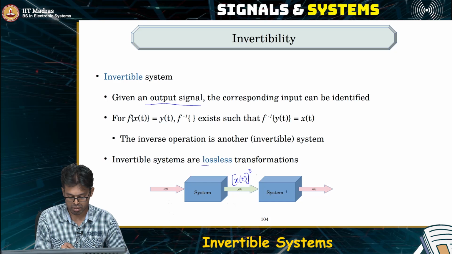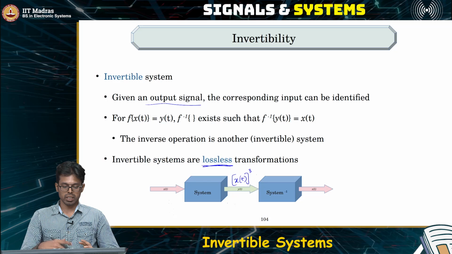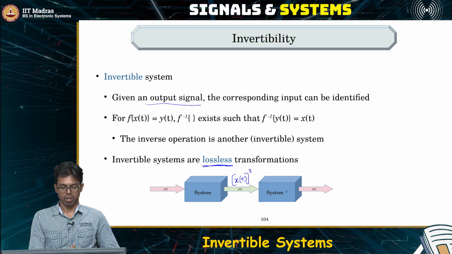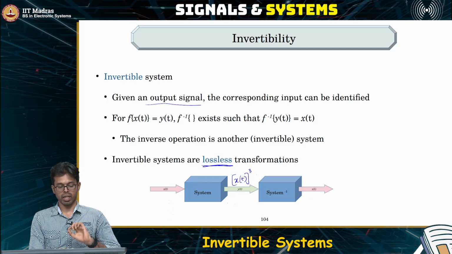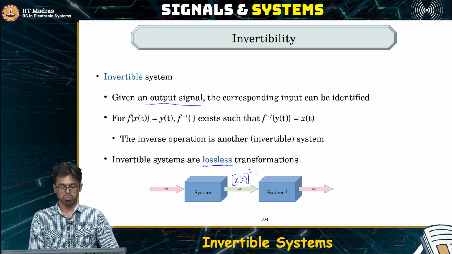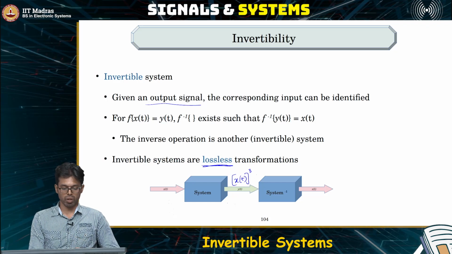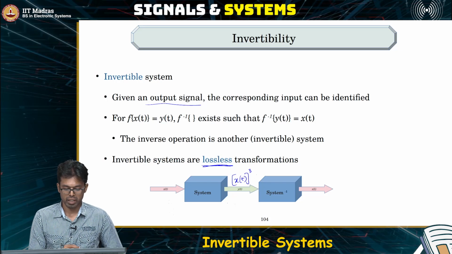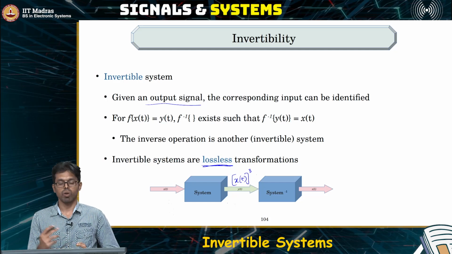What does it mean? It means that this is a lossless transformation. That is, whatever processing the system does to the input, that processing is a lossless process. Why is it lossless? Because just by observing the output, you are able to tell exactly what was the input without any kind of ambiguity. So because you are able to go back exactly to the input, this is a lossless processing or a lossless transformation.